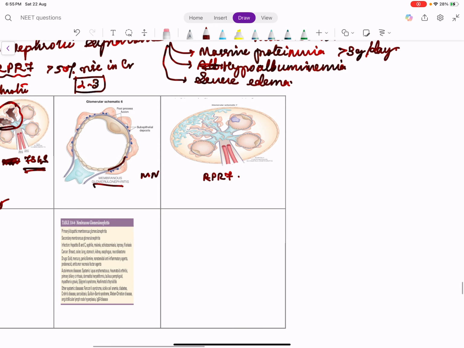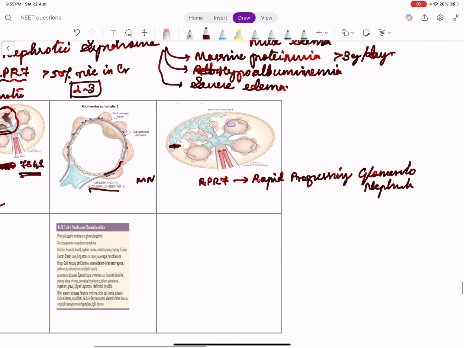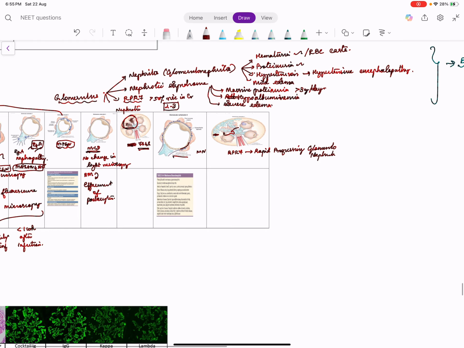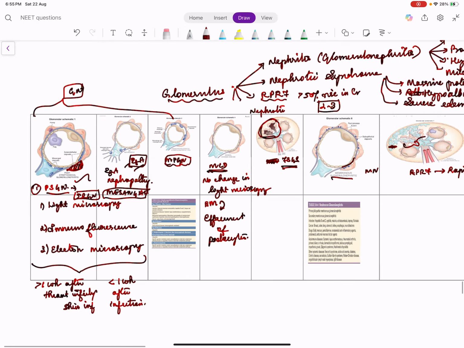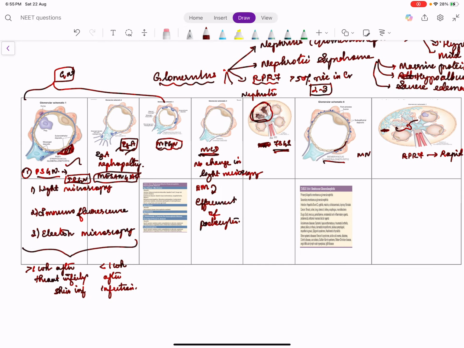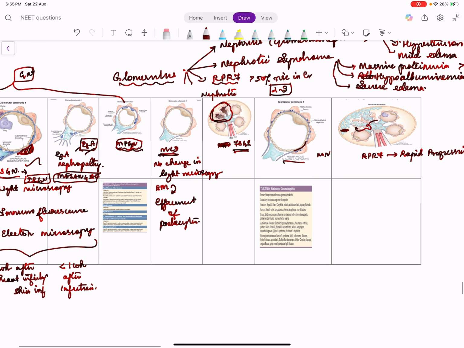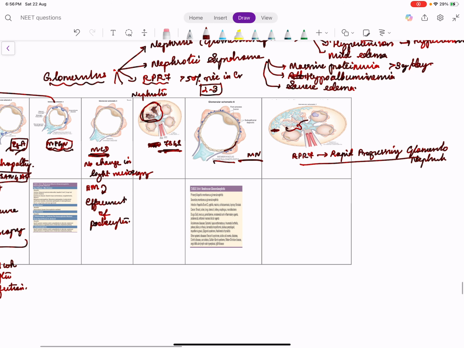RPRF, rapidly progressing renal failure, has the histological finding of rapidly progressing glomerulonephritis. When something is rapidly progressing, there will be excess proliferation. So you see more cells, more exudates, everything will be there. So that is RPRF. So remember, there are the 7 pathological types: post-streptococcal glomerulonephritis, IgA nephropathy, membranoproliferative glomerulonephritis, and rapidly progressive glomerulonephritis. Then in nephrotic syndrome, we have minimal change disease, FSGS, and membranous nephropathy. For RPRF, we have a separate feature.